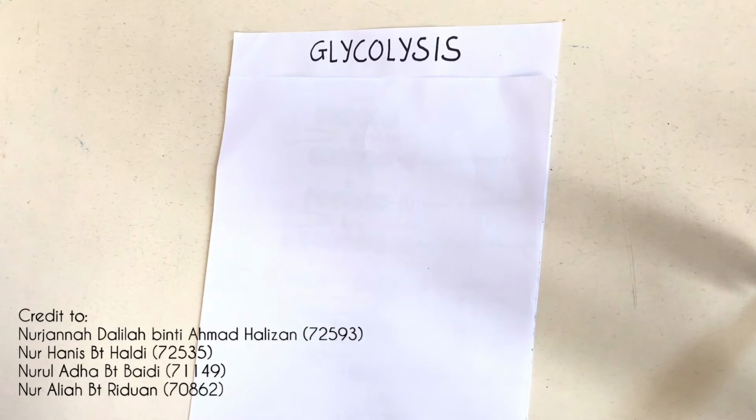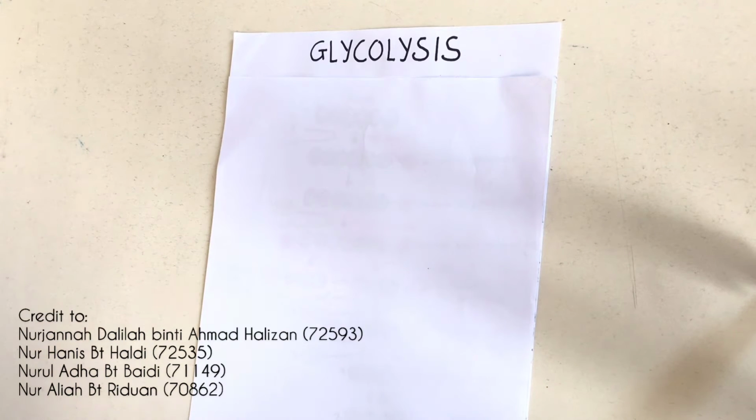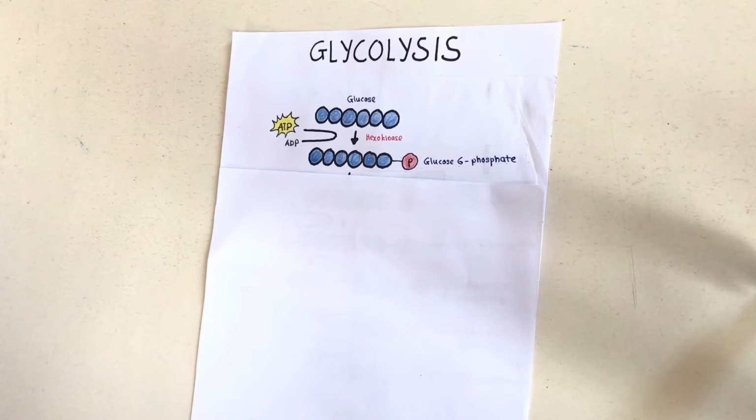Glycolysis. What is glycolysis? A process where one molecule of glucose is split into two molecules of pyruvate by a series of reactions. It takes place in cytoplasm. Step 1. Phosphorylation. A phosphate group is transferred from ATP to glucose, catalyzed by hexokinase. Glucose is phosphorylated to become glucose 6-phosphate. ATP is converted to ADP, releasing one phosphate group attached to glucose, producing G6P.